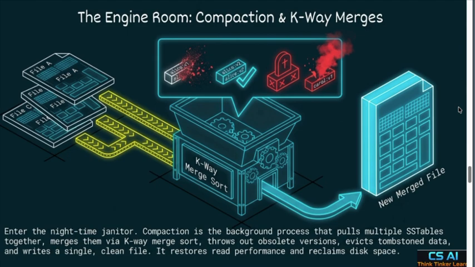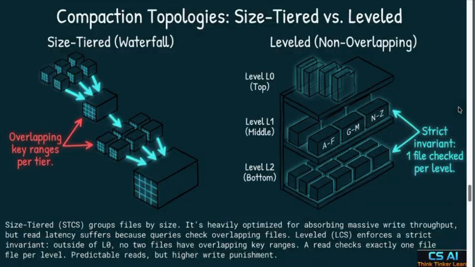Compaction is a background process that pulls multiple tables together, merging them via K-way merge sort, and throws out obsolete versions or rotten tombstones. It writes a single clean optimized file. This process is what restores read performance and reclaims your expensive disk space. It's the essential tax you pay for having such fast writes.